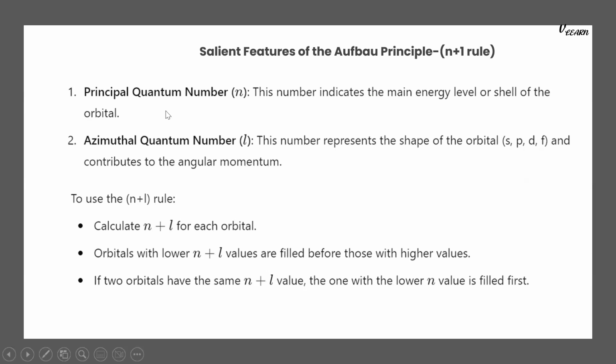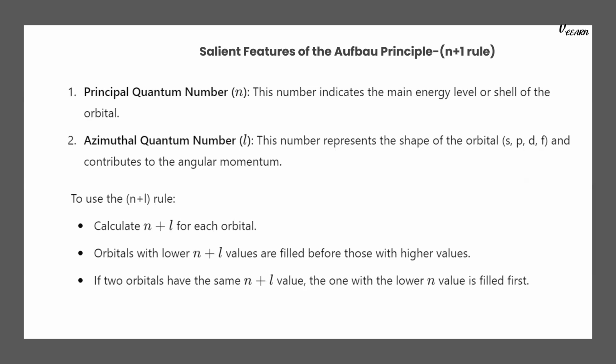What is the principal quantum number? It is the main energy level or the shell of the orbital. For example, if we say 1s orbital, the principal quantum number is 1. If we say 2s orbital, the principal quantum number is 2. If it is a 3d orbital, the principal quantum number is 3. If it is a 6d orbital, the principal quantum number is 6.